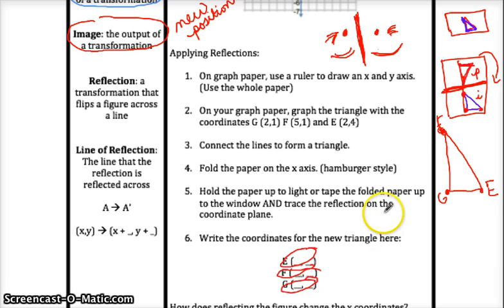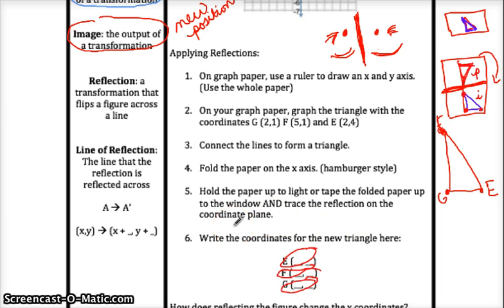The last thing you have to do is just answer the question at the bottom, which says, how does reflecting the figure change the X coordinates? How did it change the Y coordinates? See if you can notice some sort of change.